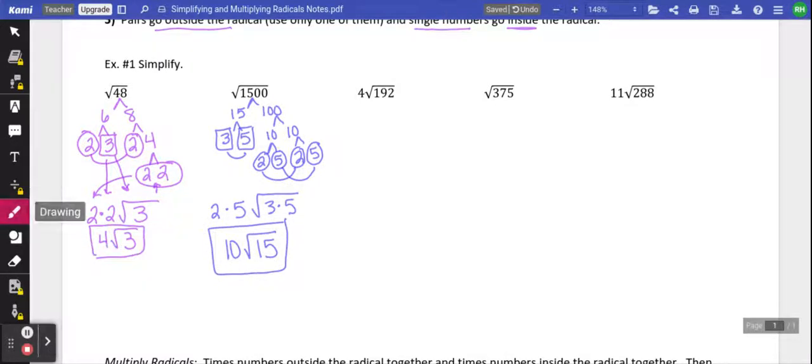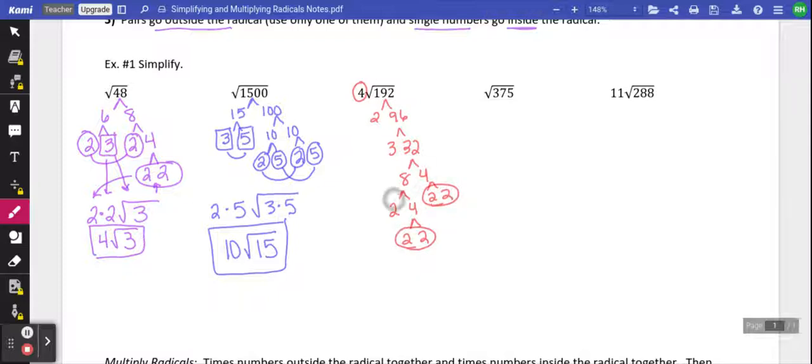Okay, here we go. Same type of thing. We now have a number on the outside, and we'll bring that into the equation here in just a minute. So 192, if I have 2 and 96, and then 3 and 32, and then 8 and 4. 8 breaks down to 2 and 4. 4 is 2 and 2. And this 4 is 2 and 2. Circling pairs. I've got this pair of 2s, and this pair of 2s, and this pair of 2s. And then I have one leftover 3.